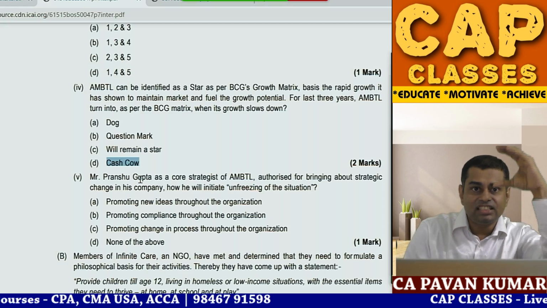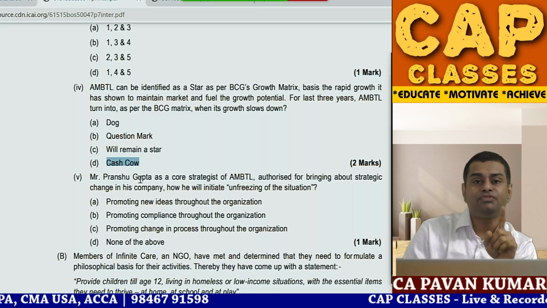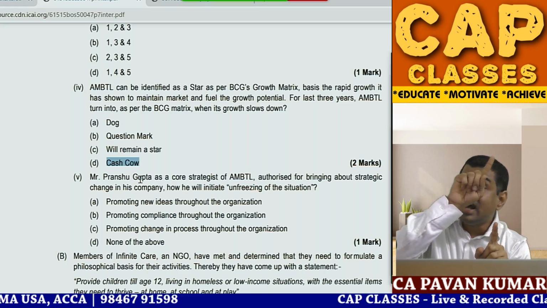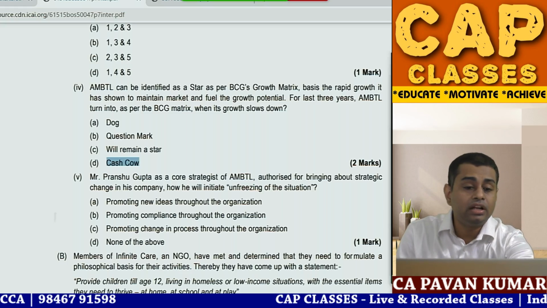Market growth is falling means y-axis. So in the y-axis, below star, our cash cow is there. Market share is falling is x-axis. So in the x-axis, after star, question mark will come. Please be very careful.